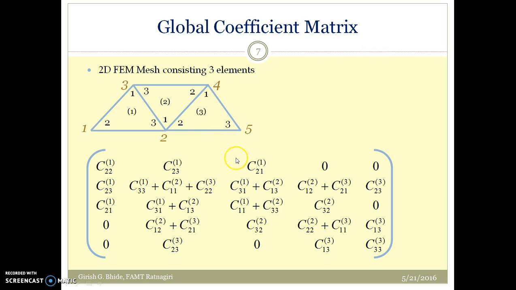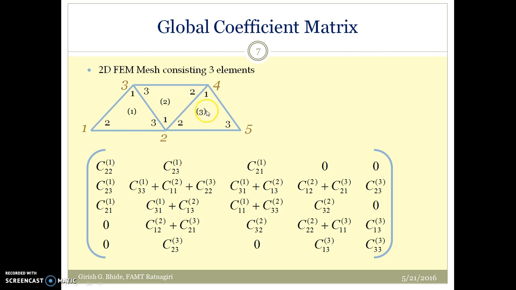Let us take one more example. Suppose I want to find out C55, then I come to know that the global node number 5 is connected with element number 3 through local node number 3, hence the term appears as C33 of 3.